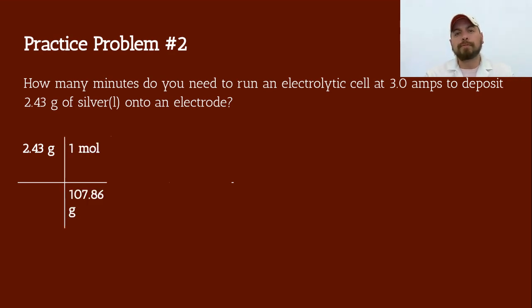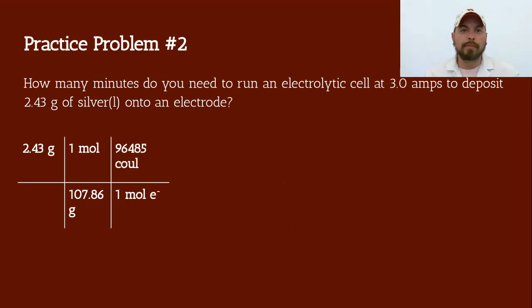So what I'm going to do first is divide by the molar mass of silver, 107.86 grams of silver for every 1 mole of silver. This gives us moles of silver on top. Then I know that every 1 mole of silver requires 1 mole of electrons. So that's a 1-to-1, 1 mole of silver to 1 mole of electrons.